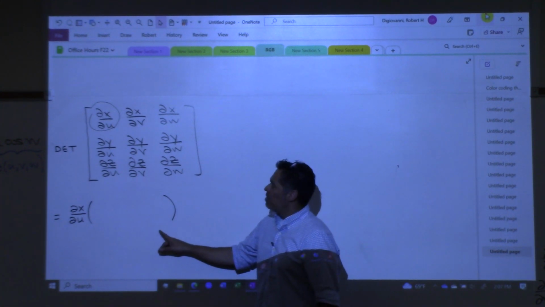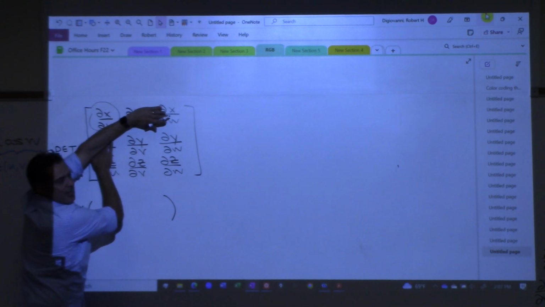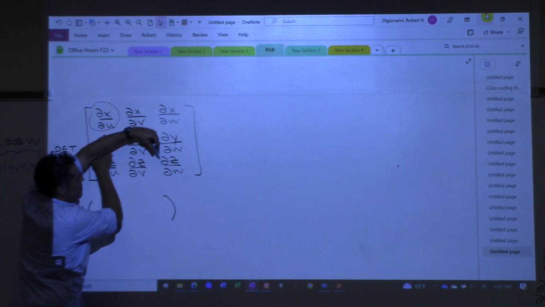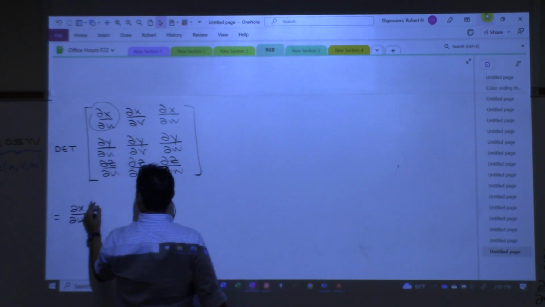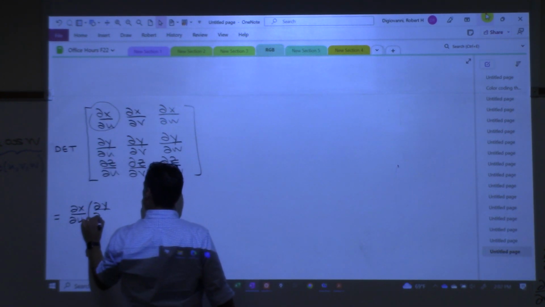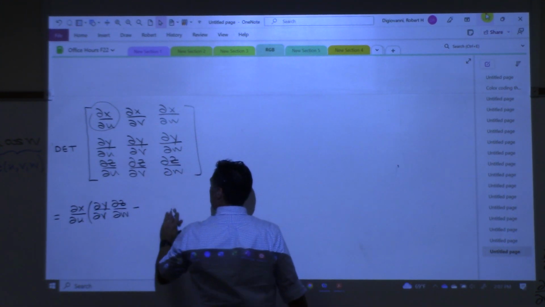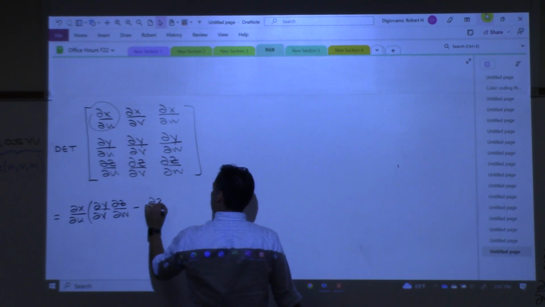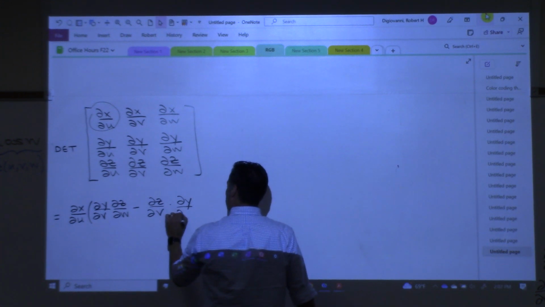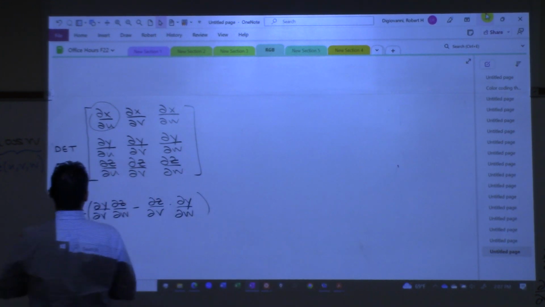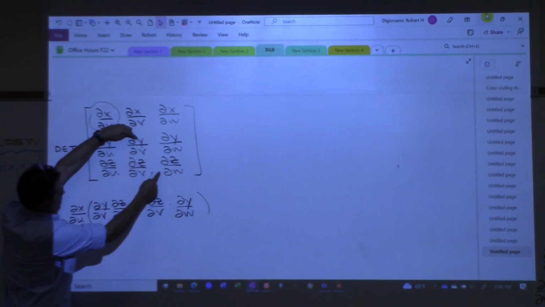Right, times the determinant of that, right? Which would be this times this minus this times this. Okay, I'm going to write that out. Partial y with respect to v, partial z with respect to w, minus partial z with respect to v, partial y with respect to w. Let's double check this. Partial x with respect to u, then it's this times this.